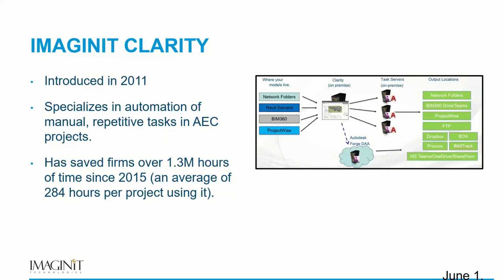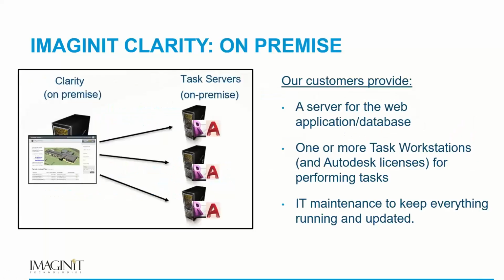We hope that if you're an existing Clarity customer, you're happy with your Clarity usage for that reason. But as we looked at moving Clarity forward into the future, we're well aware that Clarity is an on-premise product. That's always the first thing I have to tell people about Clarity today, that it's on-premise and not a cloud product, and that's not people's expectations. To get Clarity on-premise, you have to have a server that you supply for the web application and the database. You have to have one or more task processing workstations to do the actual work, and both the hardware and the Autodesk licenses to power them. And then you have to have your own IT staff to keep everything running and updated. We recognize that that's a burden and an obstacle.